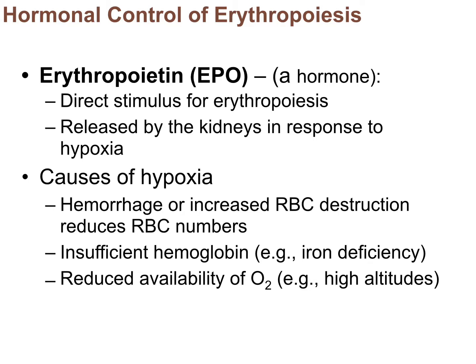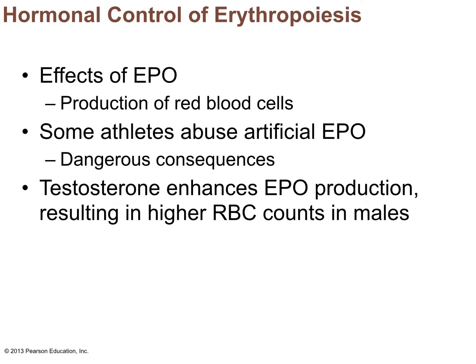So erythropoietin is the hormone we said is made by the kidneys, and it's going to cause the production of red blood cells. Now, what causes it? Well, again, hypoxia, low oxygen, stimulates, okay, we need more red blood cells to carry more oxygen. There's a number of reasons for hypoxia. Some I have listed here: hemorrhage or increased red blood cell destruction, insufficient hemoglobin, different types of anemias that we'll talk about later, like iron deficiency, reduced availability of O2 at high altitudes. These are all things that would stimulate the production of erythropoietin that would cause erythropoiesis. As we said, EPO causes the production of red blood cells, EPO being erythropoietin.